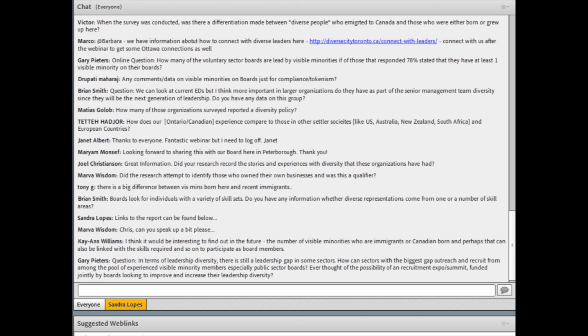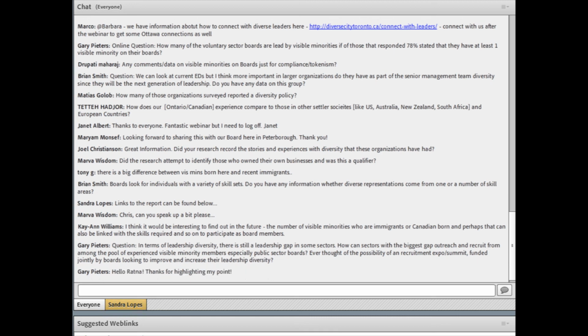Let us know, people in the audience, if this is a good idea. He suggests that it be funded jointly by boards looking to improve access and increase their leadership. Maybe Gary is the action hero here. Maybe he can expand on this idea and take some action there.